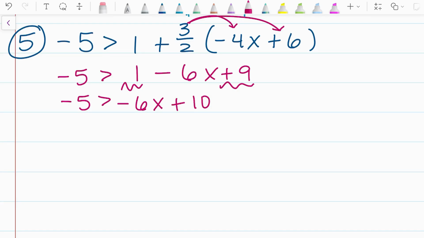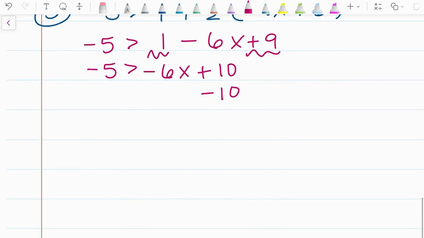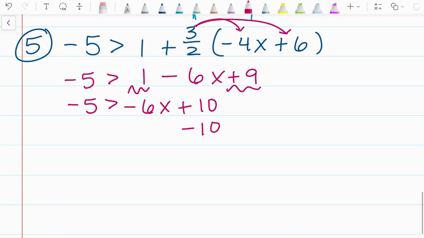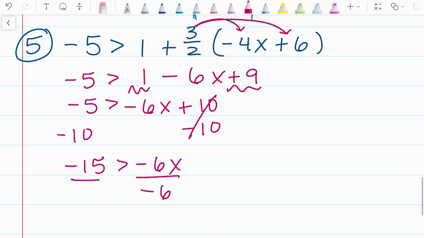I am going to take 10 away from both sides. And I have negative 15 is greater than negative 6x. I'm then going to divide by a negative. We were not able to avoid that. So when I do, this is going to change to less than. Now remember, x is on that side. We're going to talk about how to rewrite it so we can draw out our number line.